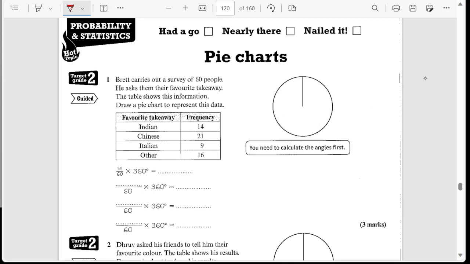Okay, so question one. Brett carries out a survey of 60 people. He asks them their favourite takeaway. The table shows information. Draw a pie chart to represent this data. And they've done a scaffold here that I'm not a massive fan of, but I'll talk about how I would prefer to do it afterwards. But I'll fill it in for now.